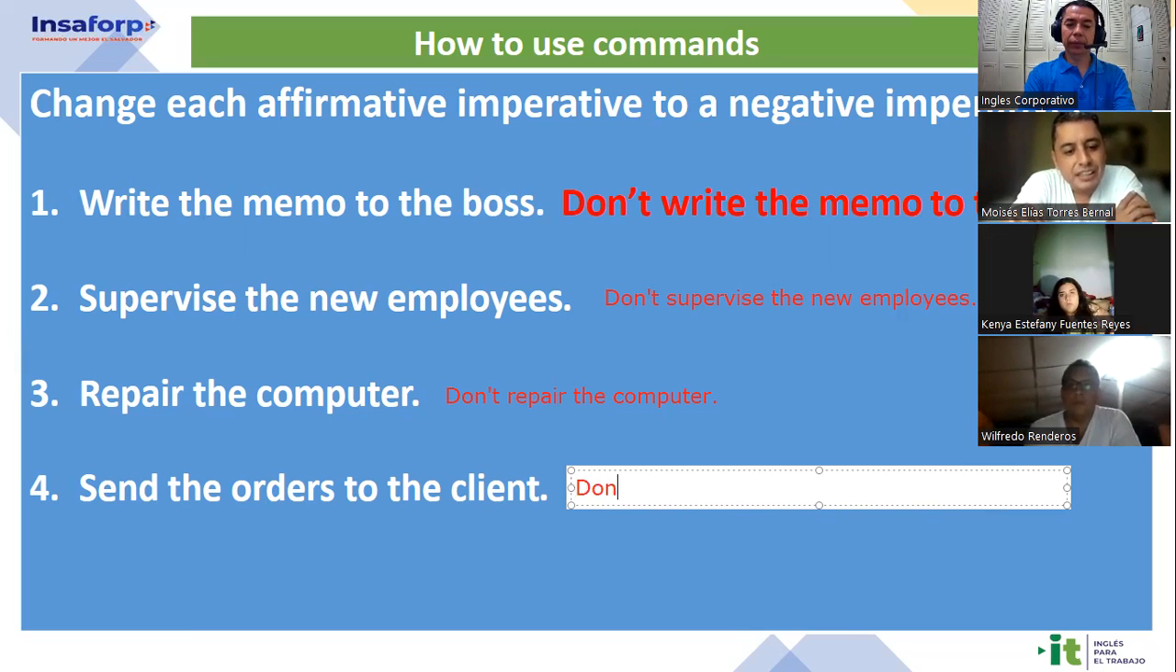Don't send the order to the client, please. Don't send the folder. No, the orders, excuse me. The order. Sí, hoy me está fallando el oído. Sorry. Don't send the orders to the client. Please. Thank you. Excuse me, please.